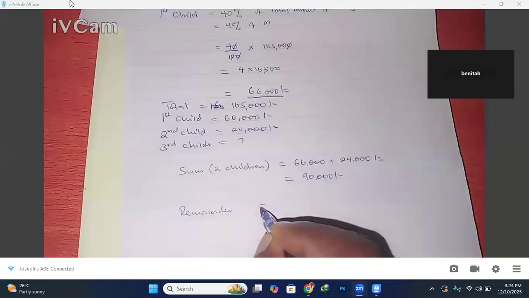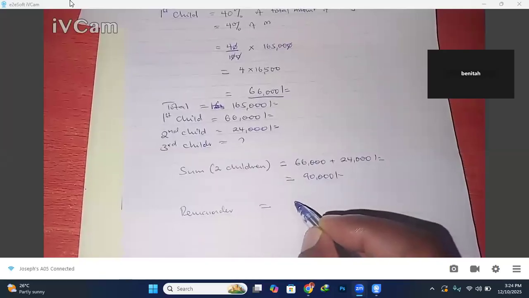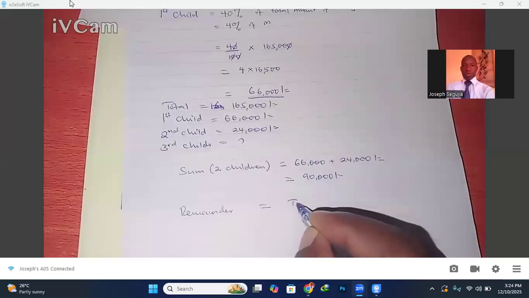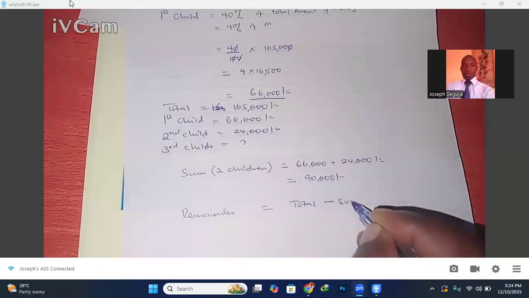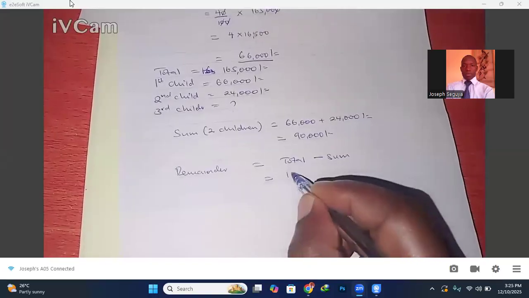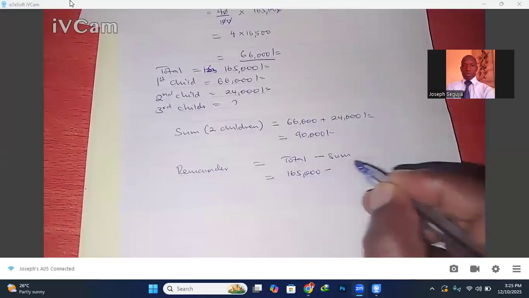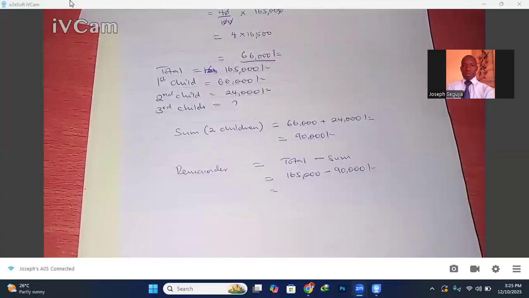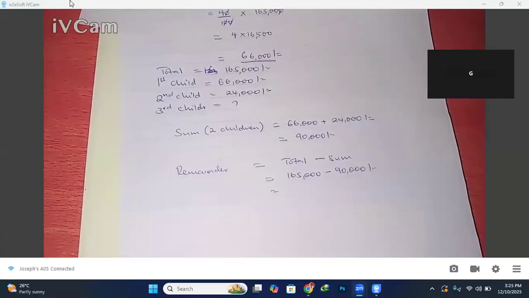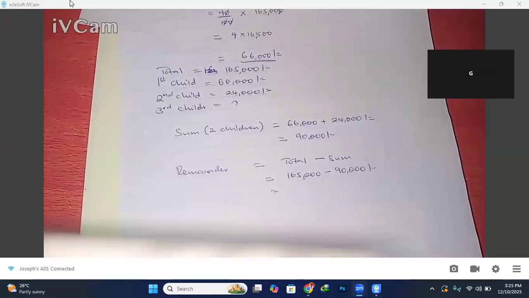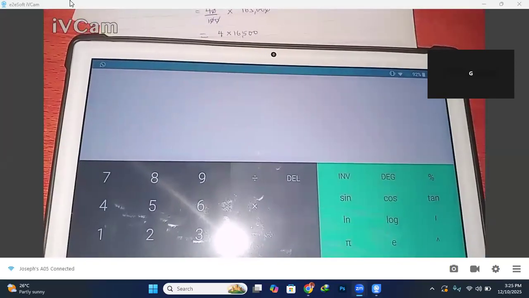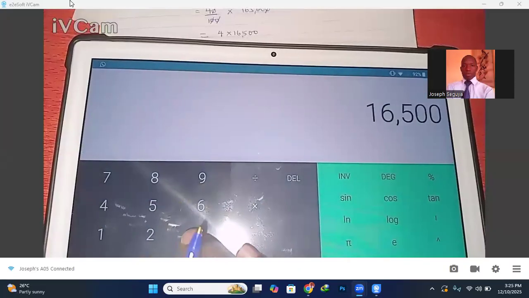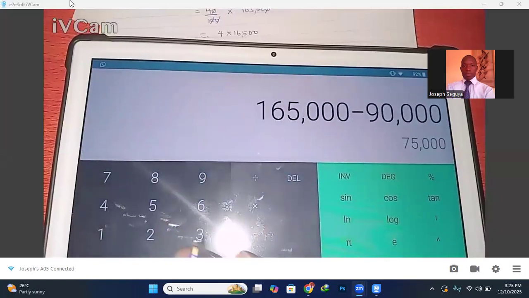Shall we subtract the remainder? That's the other sum. It's going to be the total minus the sum. Our total is 165,000 minus the sum, which is 90,000. From that end, do you have the answer? So we are still calculating. It's 75,000. To prove that, 165,000 minus 90,000, indeed you get 75,000. That is correct.